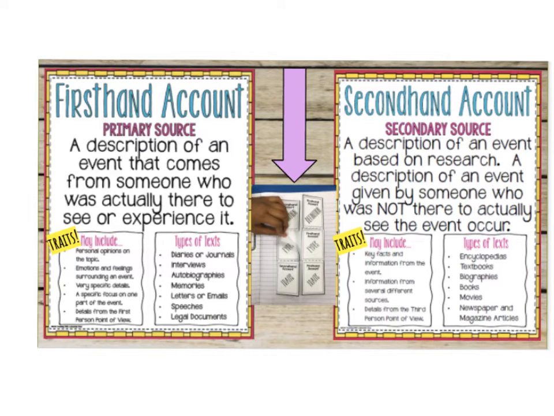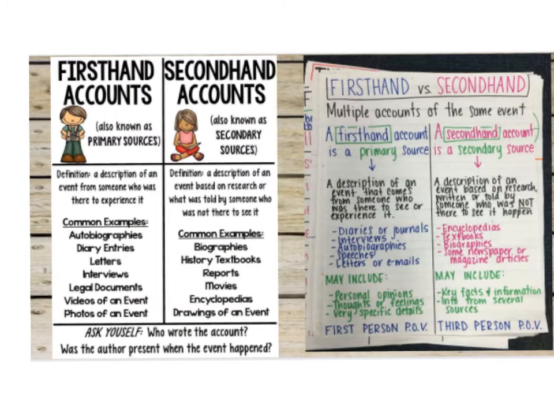But a second-hand account is research-based. It has key facts and information. It gives several different sources. It might be written, or most likely will be, from a third-person point of view instead of personal pronouns like a first-hand account. And we can find examples of second-hand accounts in things like an encyclopedia, textbooks, biographies, books, movies, newspapers, magazine articles. So just a review of some things that we've learned before.